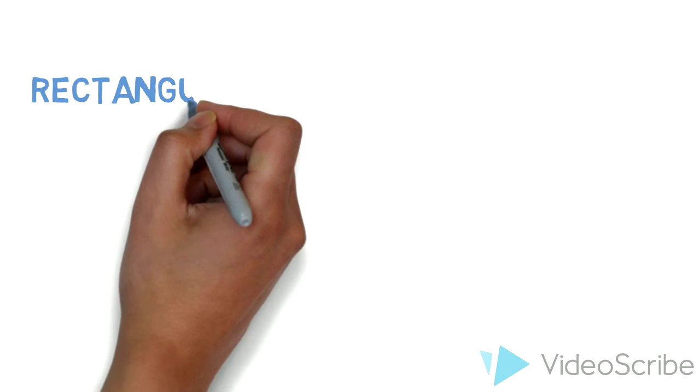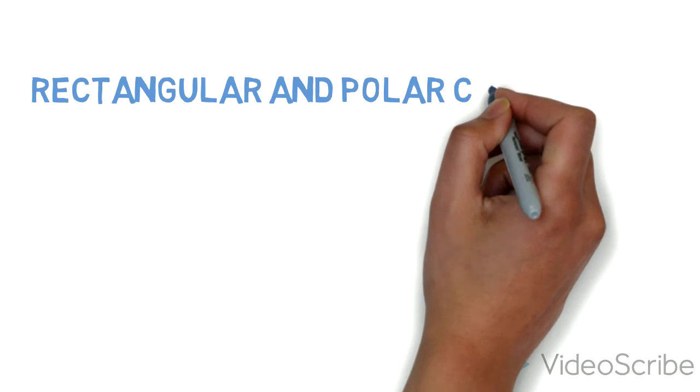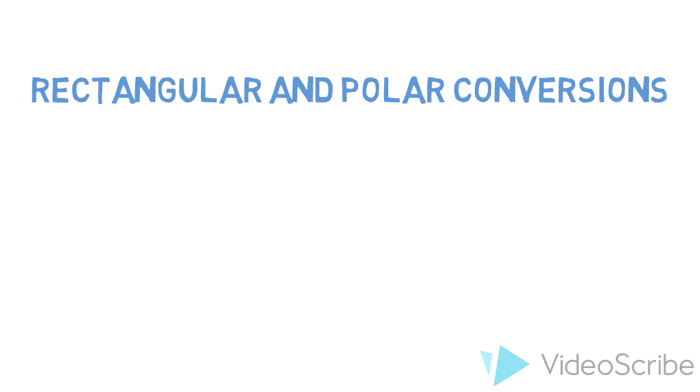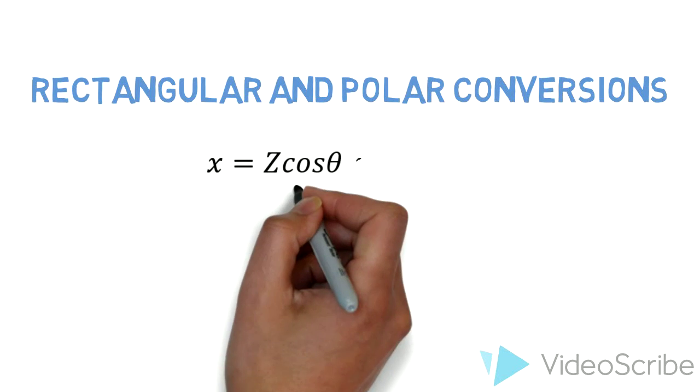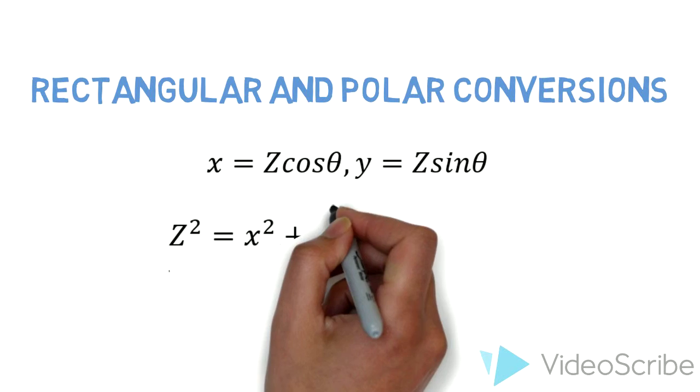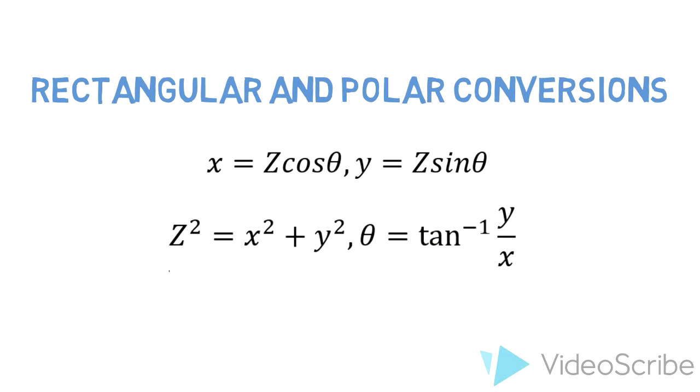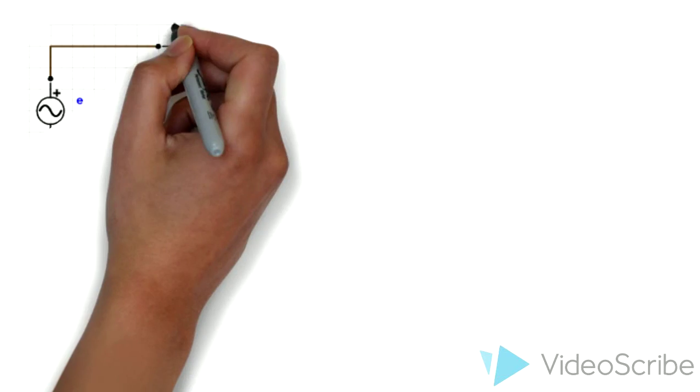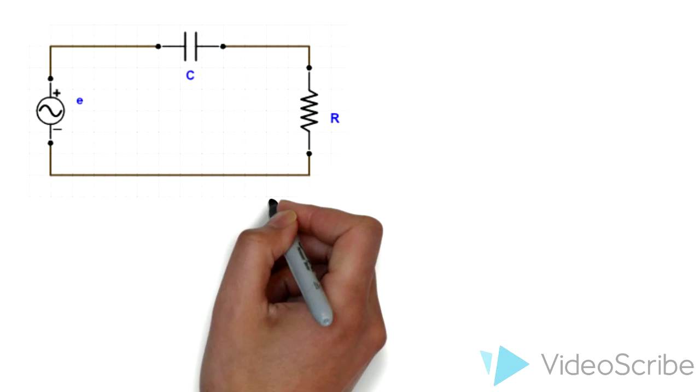Now that we have the phasor form, we can convert to a rectangular equation using rectangular and polar conversions. These are the equations to convert from a polar equation to a rectangular one, and these are the equations to convert back to a polar equation. Let's look at an example.